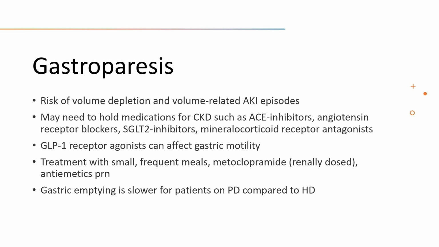Interestingly, the gastric emptying is slower for patients that are on PD compared to hemodialysis. So when that fluid is in is where it's the slowest, but even after the fluid is drained out, the delay in gastric emptying is persistent. So it may not be just related to intra-abdominal pressure, but also related to the caloric intake from the dextrose solutions, and how that impacts the body. So there's more delay in patients that are using dextrose than when they have icodextrin.